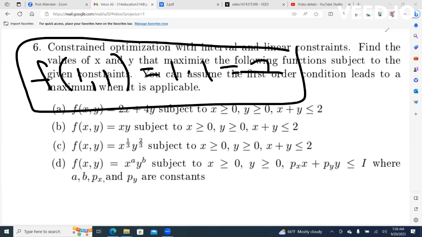Okay, so C is similar, D is crazy hard. Let's just go ahead and save that for the next video.